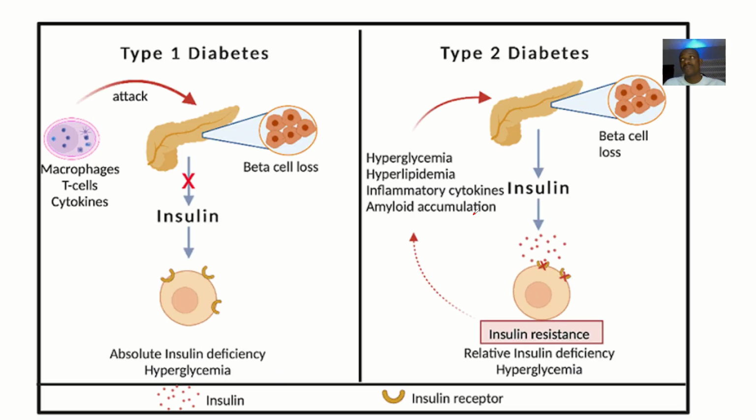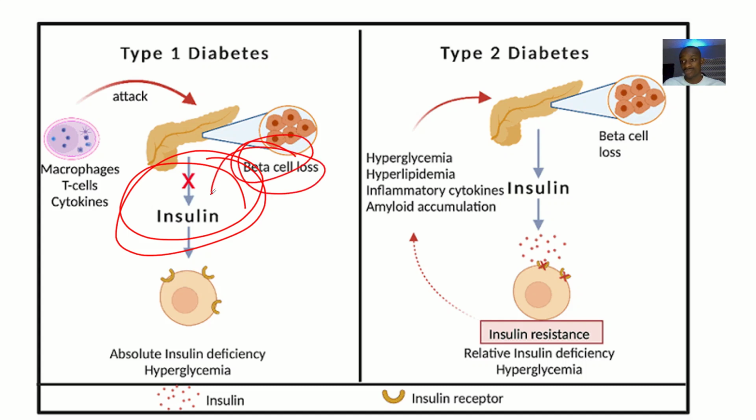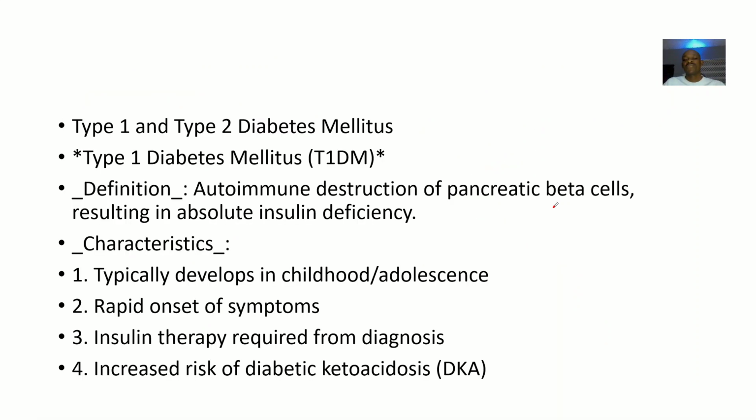For type 1 diabetes, there's no insulin production from the beta cells. There's beta cell destruction. While for type 2 diabetes, there's insulin production, but the cells are resisting it. Now, this insulin is not even produced adequately. You get? All right, so let's talk about it now.